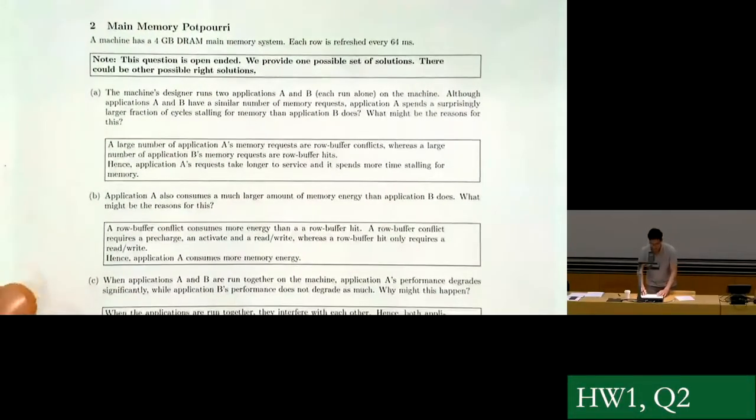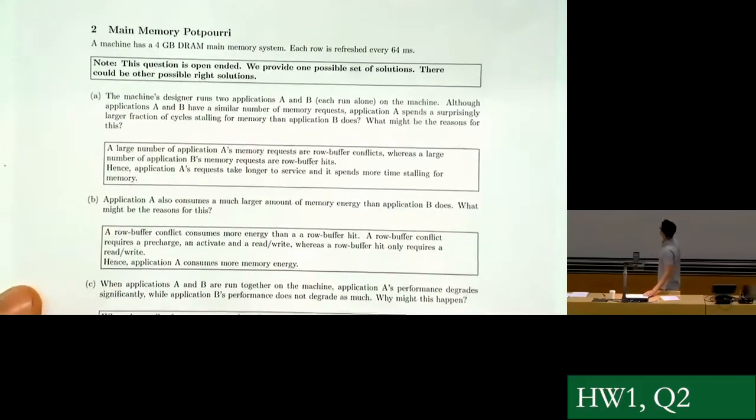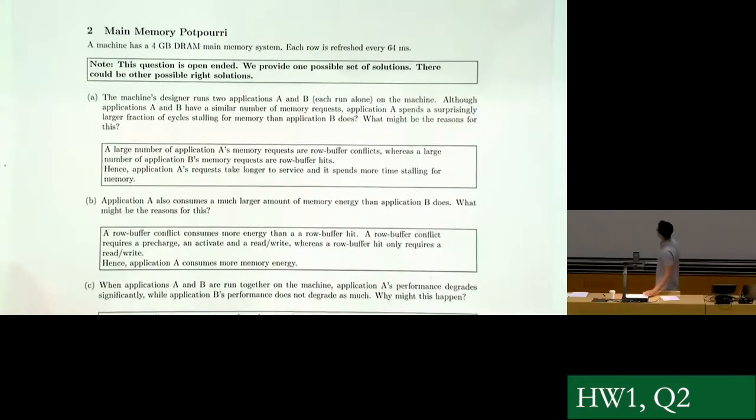Okay, let's take a look at the second one, main memory potpourri. It's very interesting because it teaches us how to reason a little bit about typical main memory issues. In this machine, we have 4 GB DRAM, and each row is, as is the typical value, refreshed every 64 milliseconds.